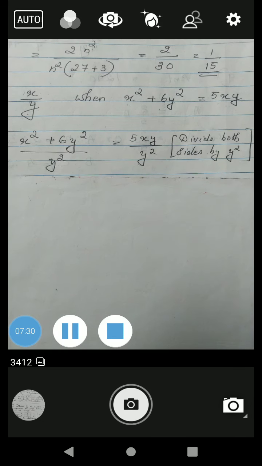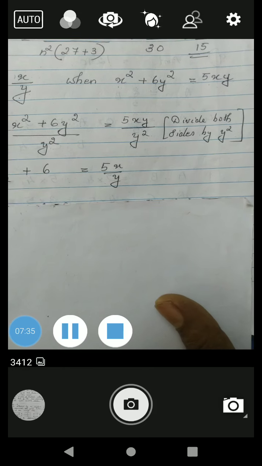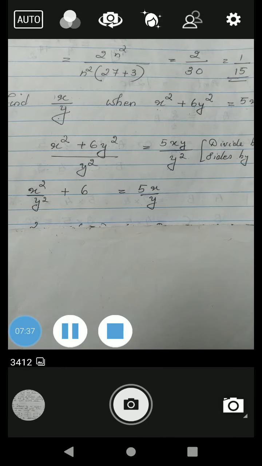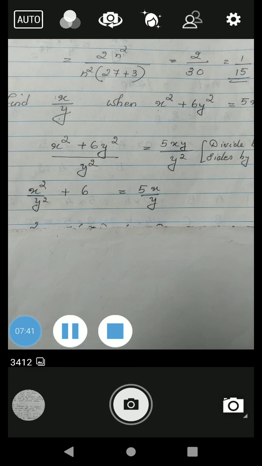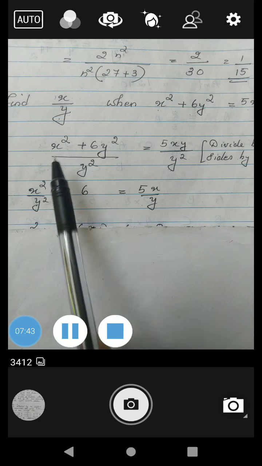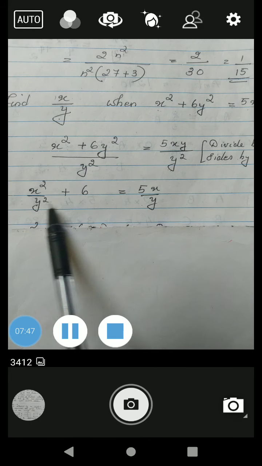Divide both sides by y square. We will get x square by y square plus 6, which is equal to 5x by y. Can see all this step. Divide each term by y square. You will get this.